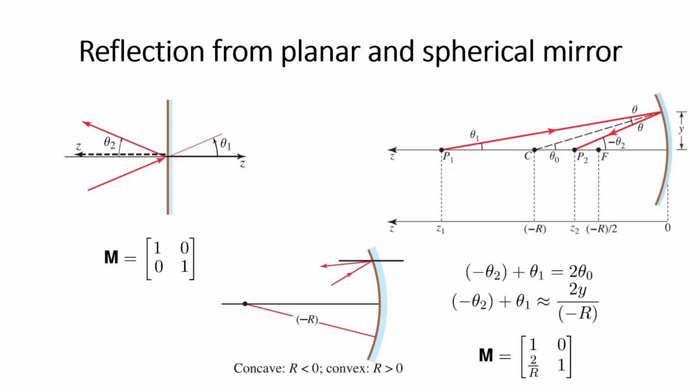Therefore, the transfer matrix for this system is 1, 0 in the first row and 2 over r and 1 in the second row. I recommend you to do this last example by yourself and prove that M is equal to 1, 0 and 2 over r and 1.